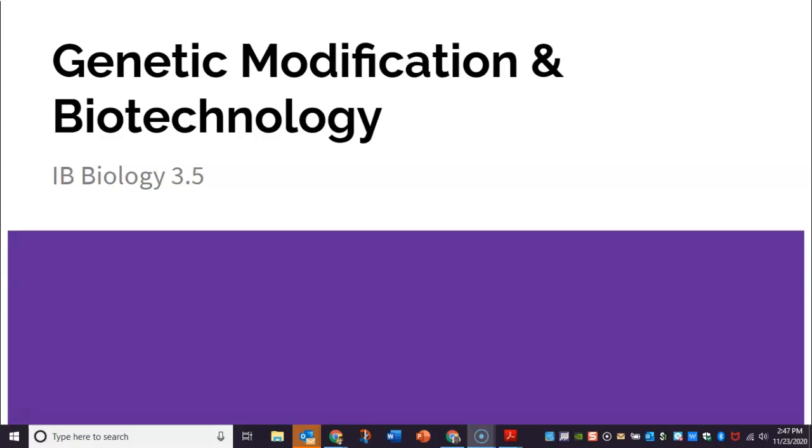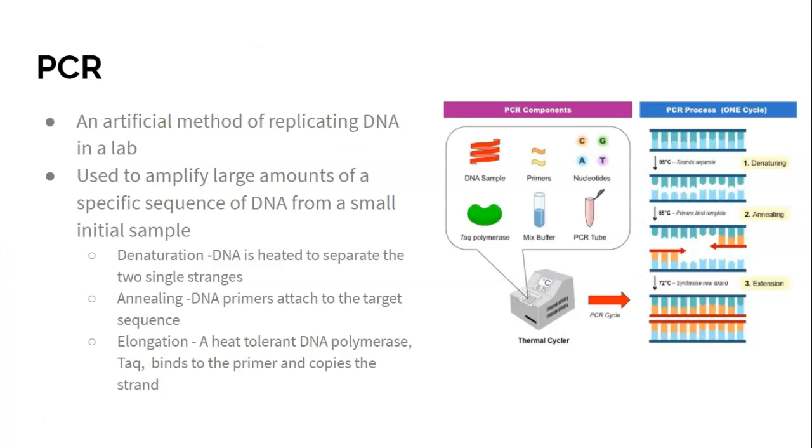So an intro to a bunch of cool new tools and things that scientists are doing in relation to genetics in research labs. So the first thing we're going to talk about is PCR. And PCR is an artificial method of replicating DNA. So basically what you do is you take a small initial sample of DNA and you heat it up to separate it into its two single strands.